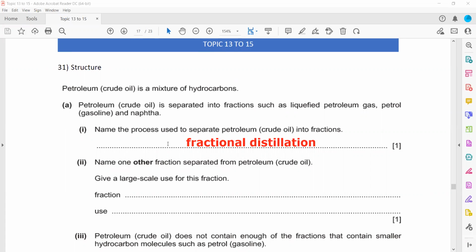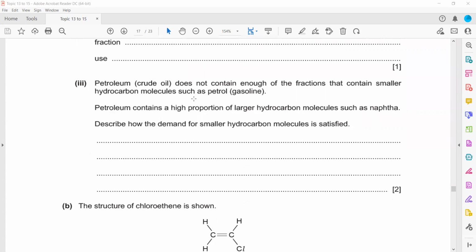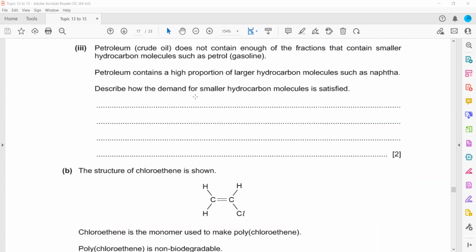Name one other fraction separated from petroleum and give a large scale use. So that fraction is kerosene or paraffin, where it is used as a jet fuel. This is having multiple answers. There is no fixed answer for this. You can mention other fractions as well.